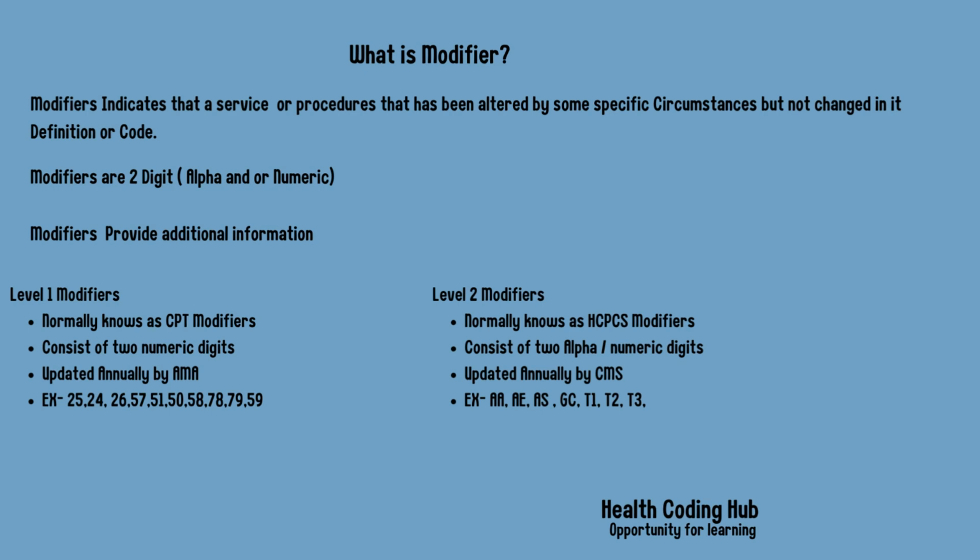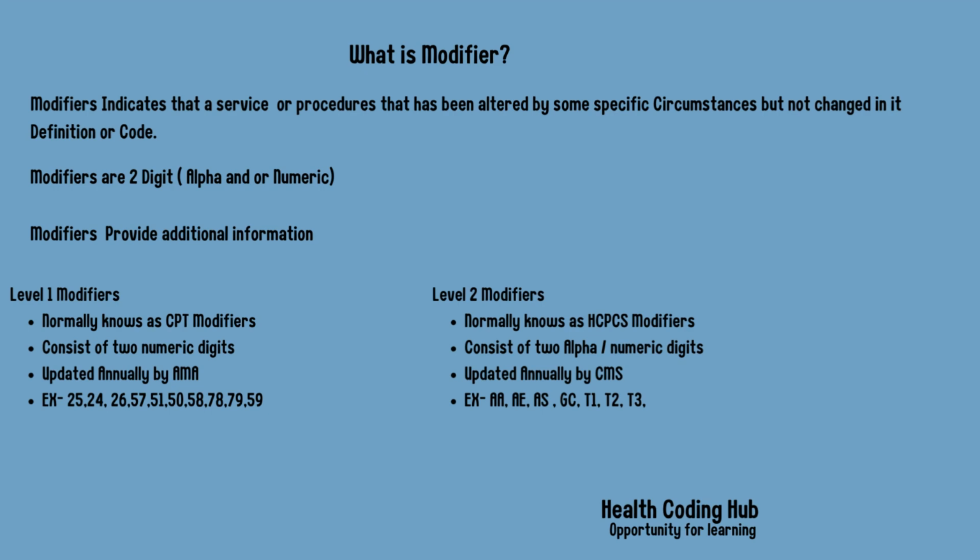Basically, modifiers are two digits. Sometimes they will be alpha, meaning the alphabet like A, B, C, D we can use, and sometimes they will be numeric, meaning numbers like 1, 2, 3, 4. The modifiers provide additional information, but they will not change the meaning or definition of any procedure or any E&M codes.